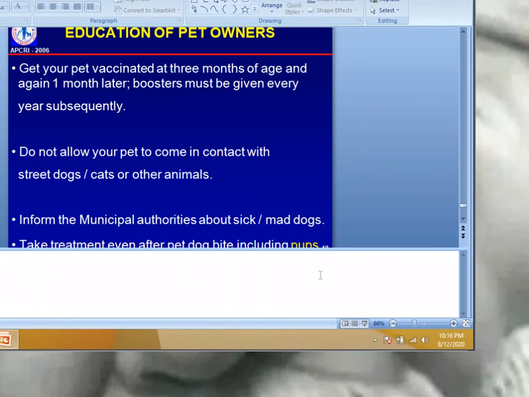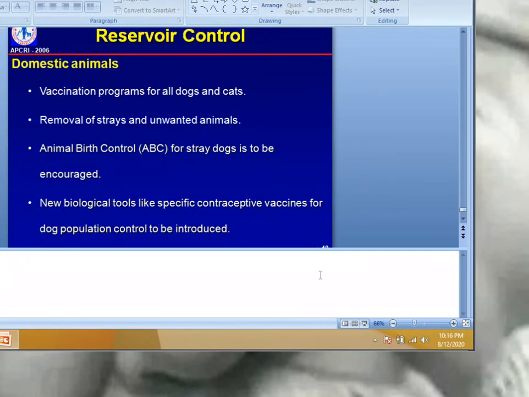And reservoir control: domestic animals vaccination program for all the dogs and cats, removal of strays and unwanted animals. Animal birth control for the stray dogs is to be encouraged. New biological tools like specific contraceptive vaccines for dog population control are to be introduced.